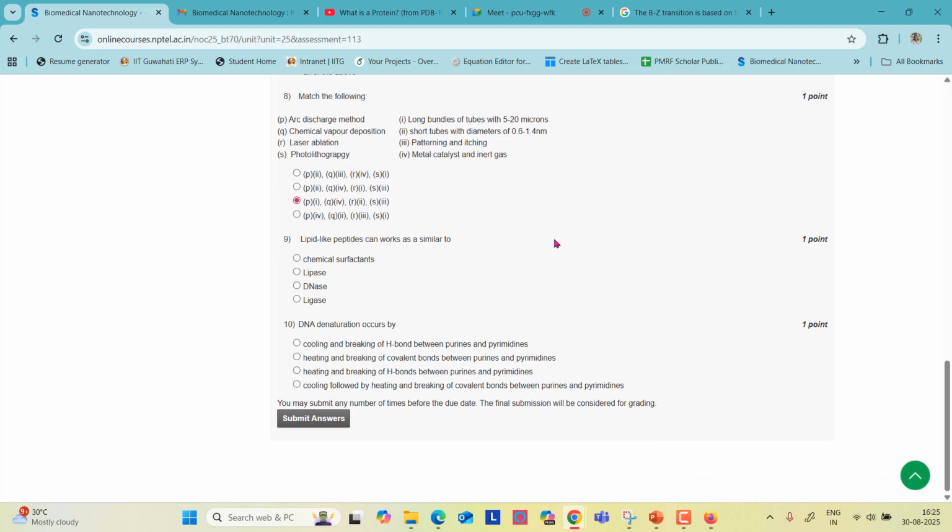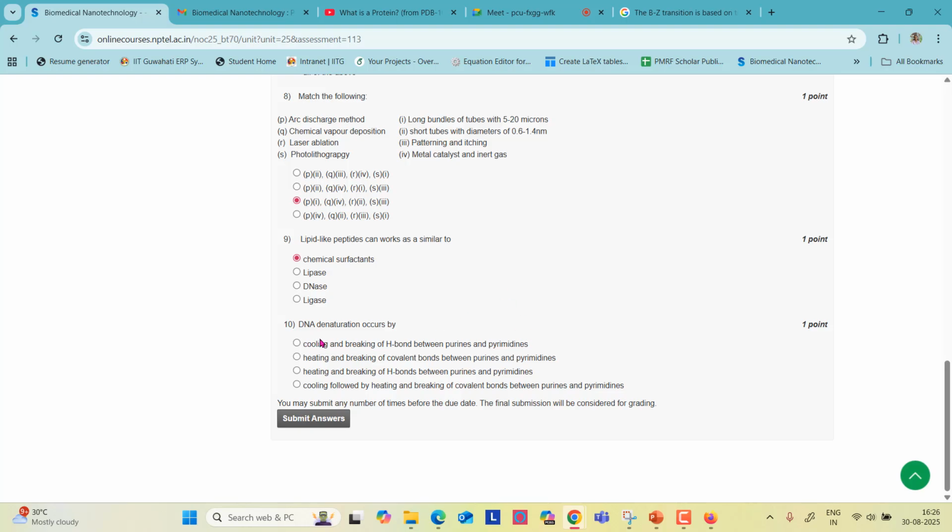Lipid-like peptides can work similar to chemical surfactants, lipase, DNase, or ligase. It is chemical surfactant because lipid-like peptides have a hydrophilic head and a hydrophobic tail. Similarly, the chemical surfactants also have a hydrophilic head and a hydrophobic tail.